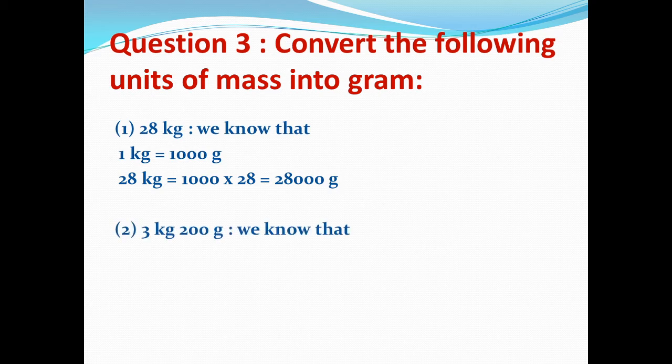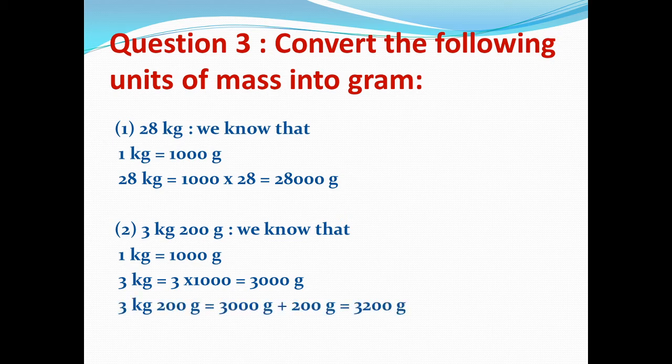Second question, 3 kg 200 gram. We know that to solve this kind of numericals, first of all kg will convert into gram, then we will get two values of gram, and at the end we will add those values. First 3 kg will convert into gram by using the relation 1 kg is equal to 1000 gram, then 3 kg is equal to 3 into 1000, that is 3000 gram. Now we get two values, 3000 gram and 200 gram. So 3000 gram plus 200 gram is equal to 3200 gram.